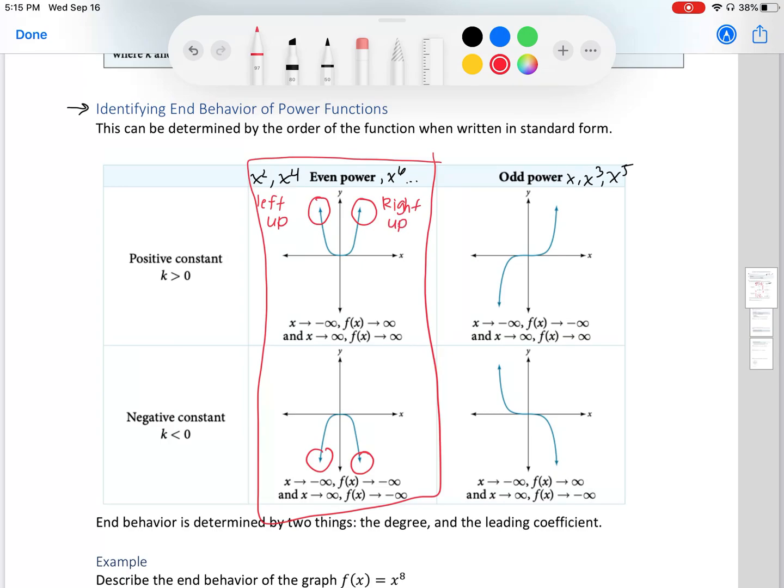The way we say it is as x goes to negative infinity, the left side, we say that f of x goes to positive infinity, it goes up. So this is your left, and that's your up. The right side, the positive x side, so as x approaches positive infinity, f of x, your function, points up. This is if your leading constant coefficient is positive.